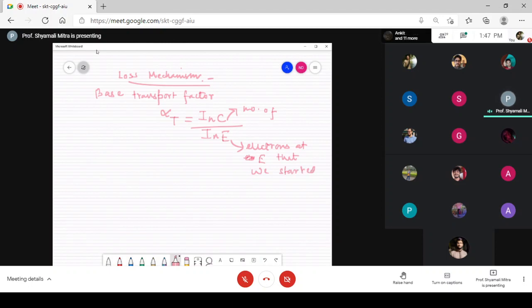তাহলে লস মেকানিজম কটা কটা আমাকে একজন বলো তো। নাম্বার অফ ইলেকট্রনস দ্যাট reaches collector. একজন আমাকে বলো লস মেকানিজম কি কি। বলতে পারবে কি লস মেকানিজম কটা কটা?